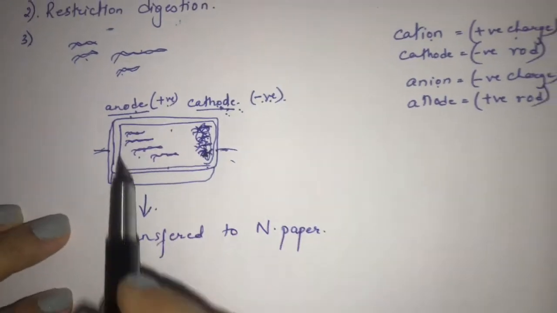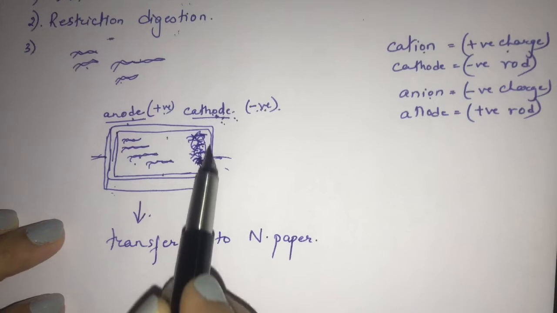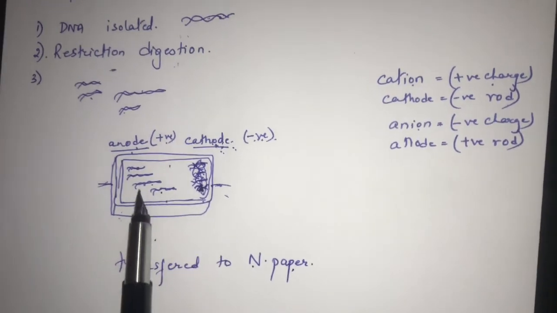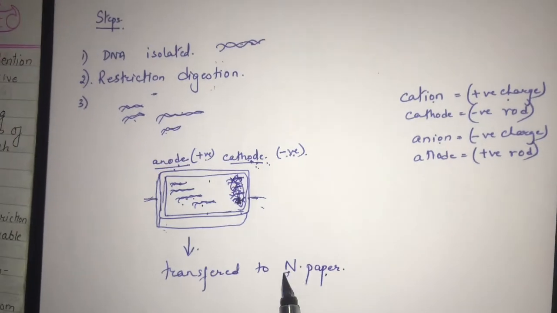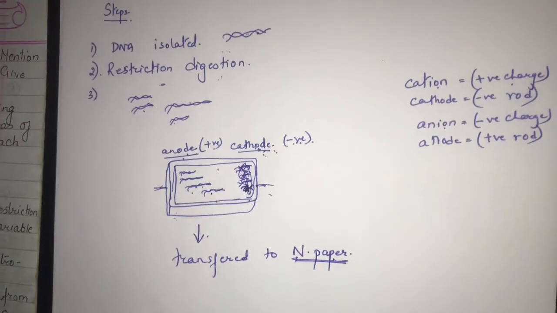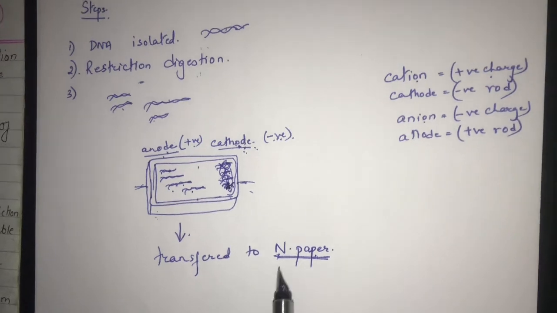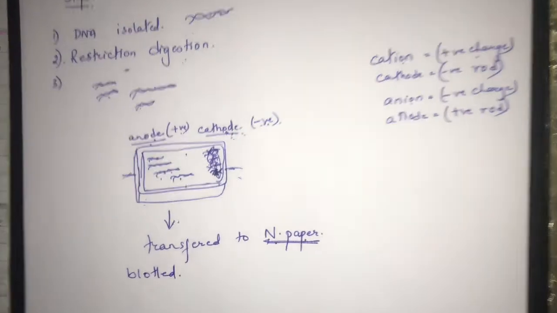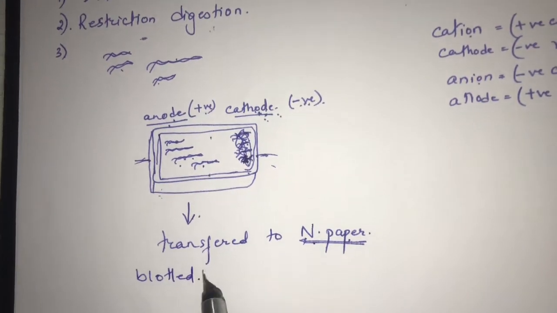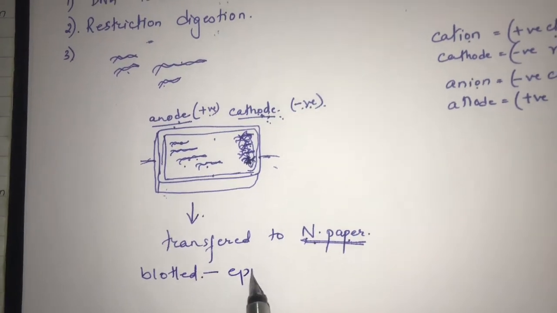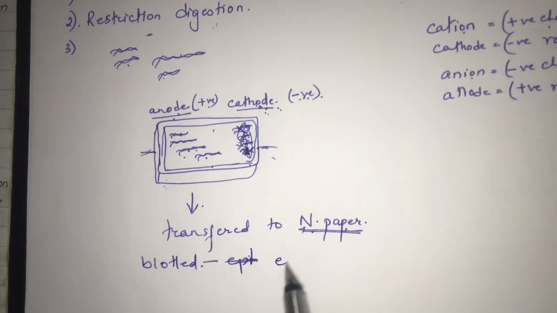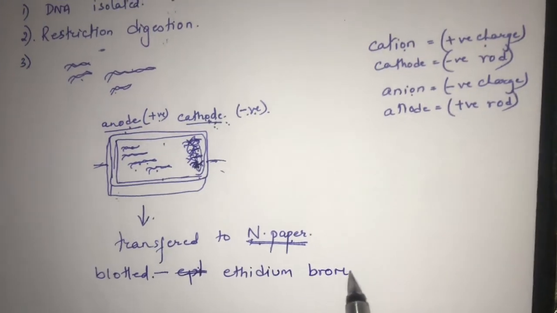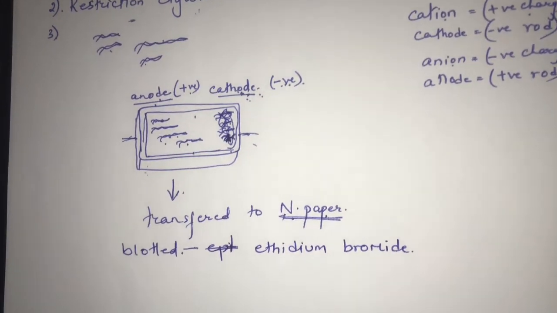Okay. Paper is kept on this gel so that the fragments of DNA are transferred to this nitrocellulose paper. And then the same nitrocellulose paper is blotted with ethidium bromide.